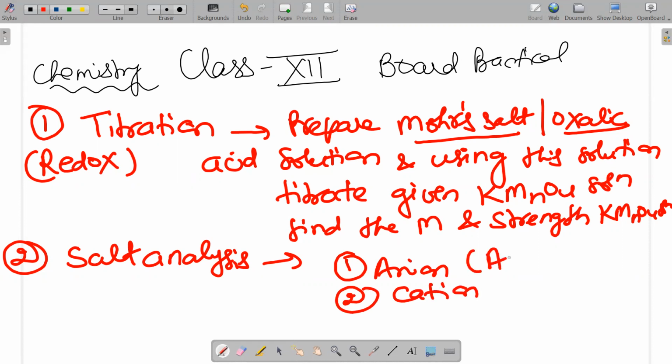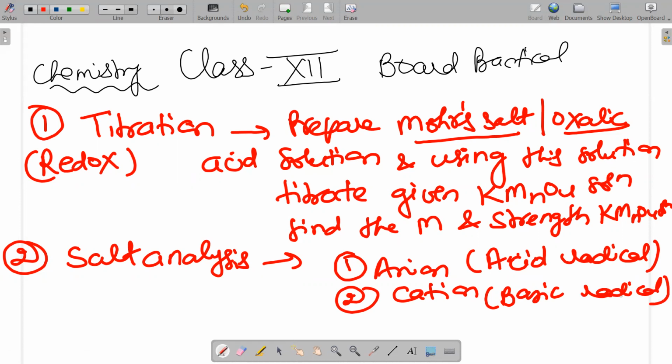Anion, which is also called acid radical, and cation, which is also called basic radical. So you have to do it like this, okay? And the third experiment is... So in anion, first we have to do the anion and then the cation. And in anion, you have to proceed systematically.